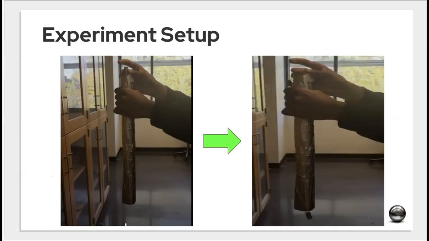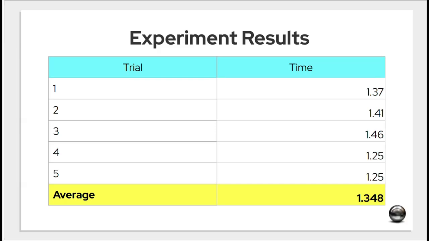Here's a picture of our setup. On the left, you can see us dropping the bar magnet, and on the right you can see the bar magnet leaving the tube. Here are the experimental results. We did 5 trials, and we took the average, which was 1.348 seconds.